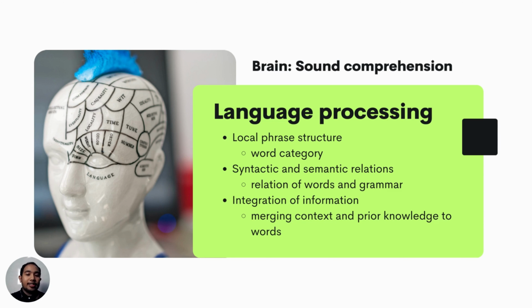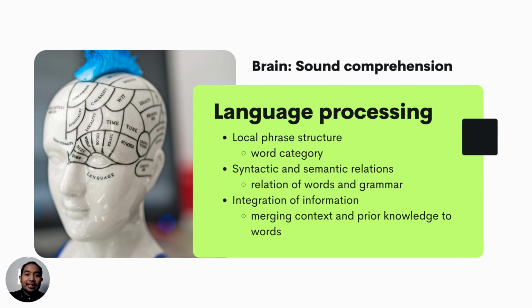So, how does the brain process language? To simplify this complex process, we can break it down into three phases of sentence processing. The first one is the local phase structure, which involves the initial processing of sentence elements guided by word category information. The next phase is the syntactic and semantic relations, which handles the computation of relations between verbs and their arguments, or grammar basically, which is essential for comprehension. So it helps us identify who is performing an action in a sentence.